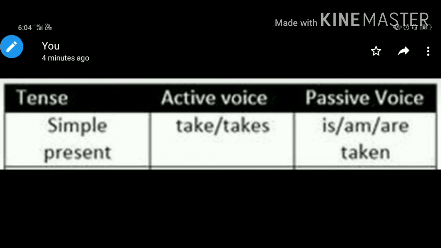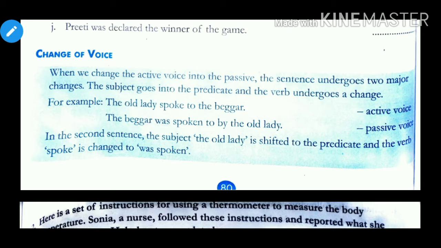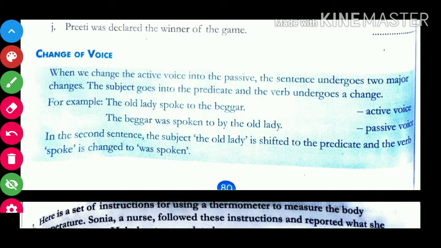This is how the change takes place when it comes to simple present, simple past and simple future. Now, come to change of voice. When we change the active voice into passive, the sentence undergoes two major changes which we have already discussed in the above examples. We'll read it again. The subject goes into predicate, and the verb undergoes the change.